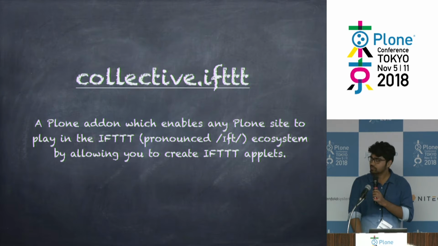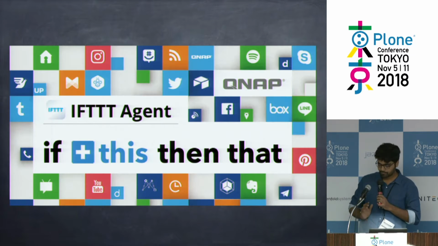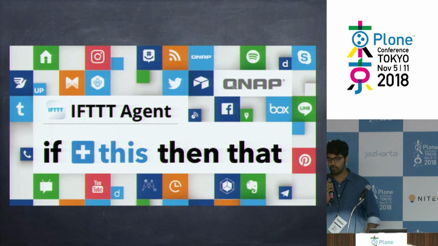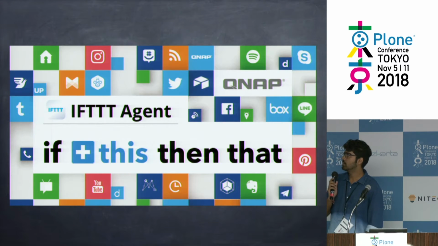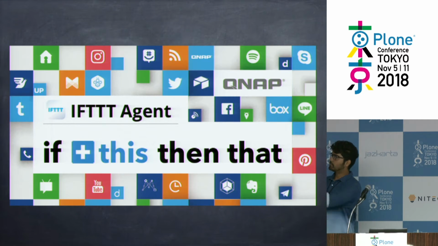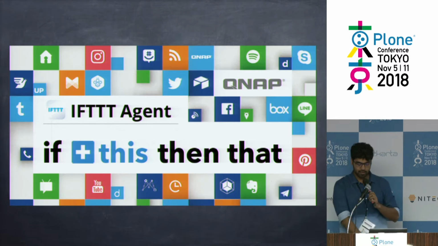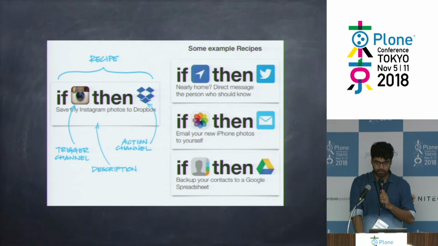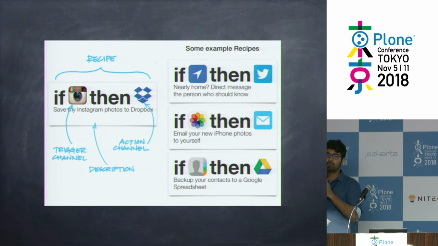Let me take you through IFT first. IFT is basically a free web-based service. The acronym itself stands for if this then that. So if something happens here, then do all this stuff. For example, let's say you got a new Instagram post or new upload, then save it to your Dropbox automatically. You don't have to do this manually.